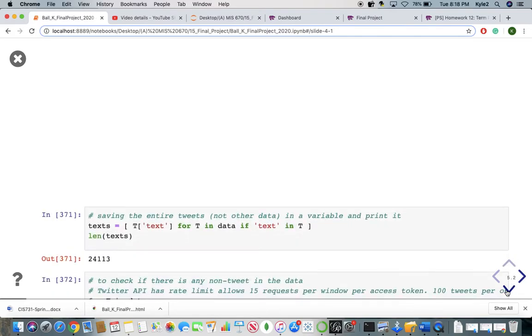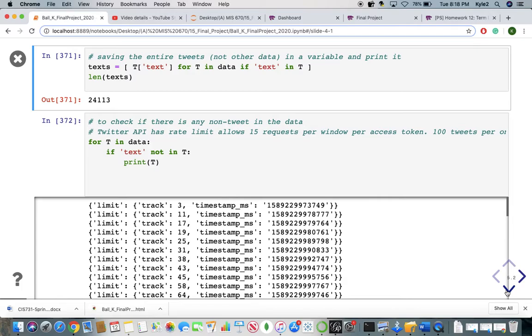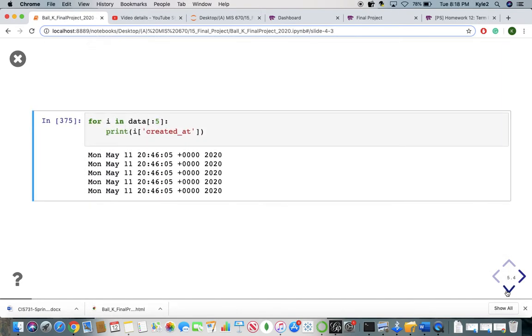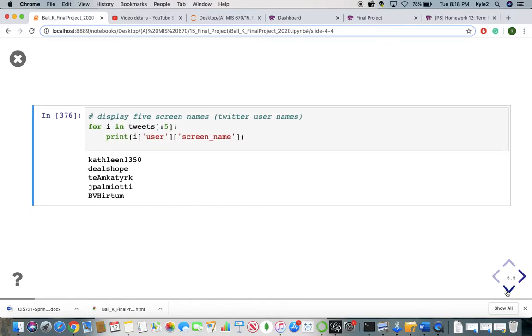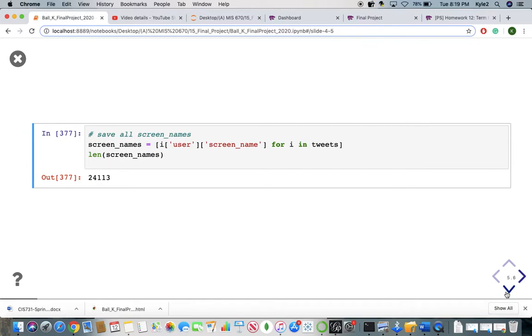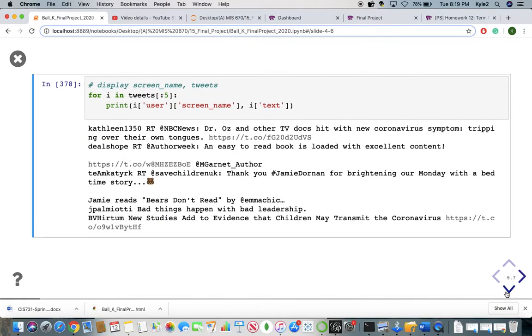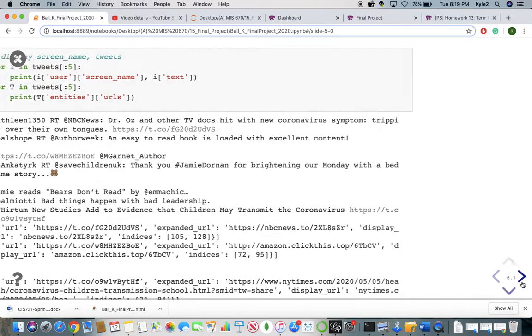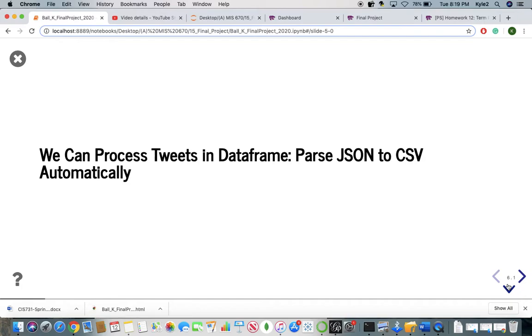So collection is about the process of collecting the data. I removed all the Twitter messages in case it got to be too much, and I did have a lot of data points. So now we're displaying the screen names and tweets. You can process tweets in a data frame, so parse JSON to CSV automatically.